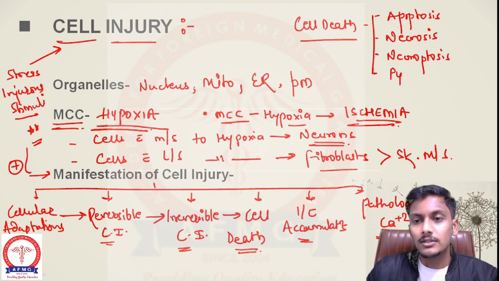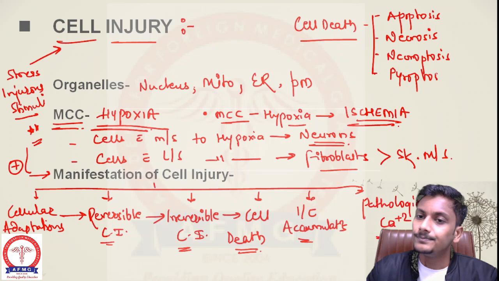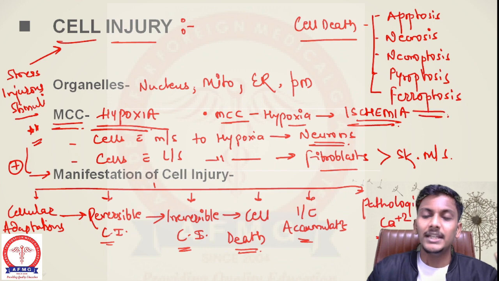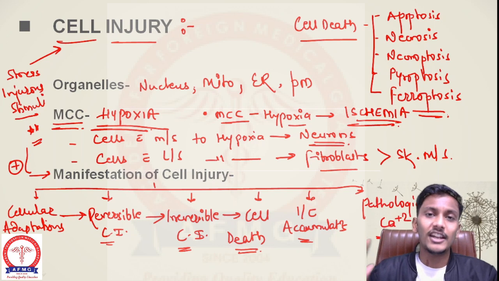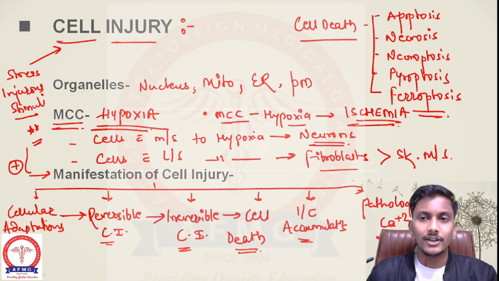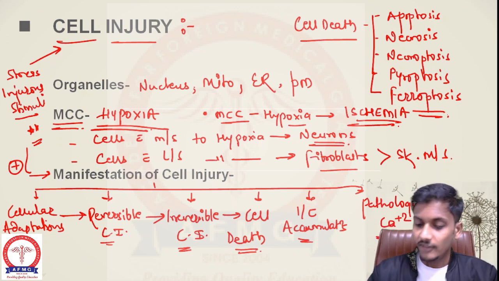Then the next one is pyroptosis. And the last one, which is recently added, is ferroptosis. As the name tells us, it is an iron mediated cell death. So, 5 important things about cell death. The 5 mechanisms of cell death are apoptosis, necrosis, necroptosis, pyroptosis and ferroptosis.